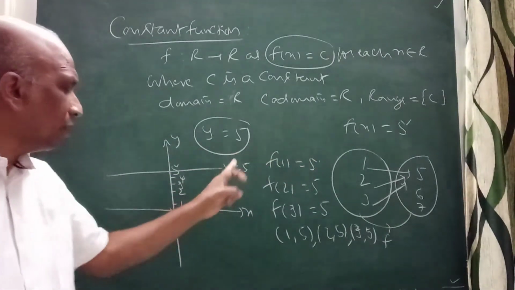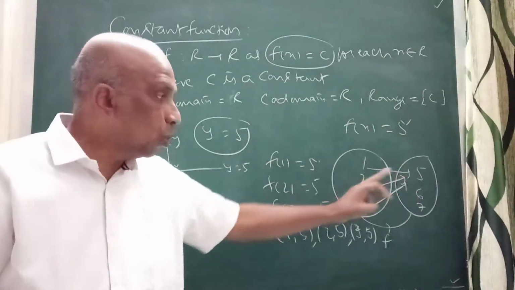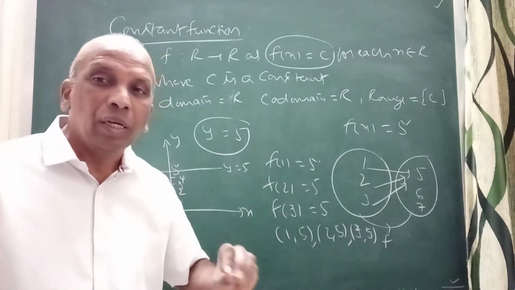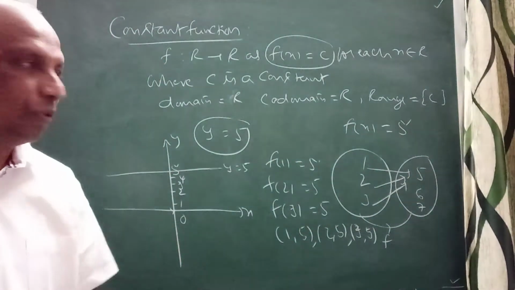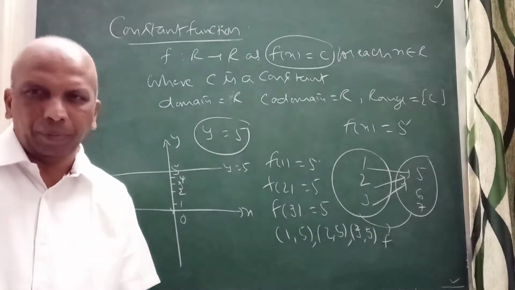There is a reason I wrote y equal to 5. The range has only one element here, right? The domain is the set {1, 2, 3}, the codomain is the set {5, 6, 7}. But the range is equal to the singleton {5}. Then that function is called a constant function. So like this we can define the constant function.